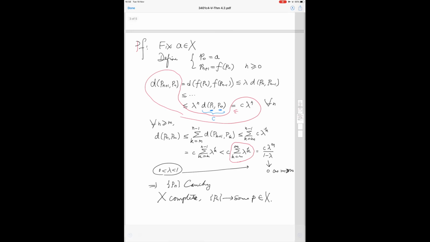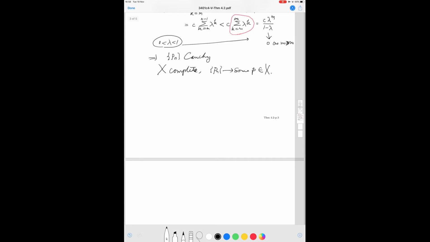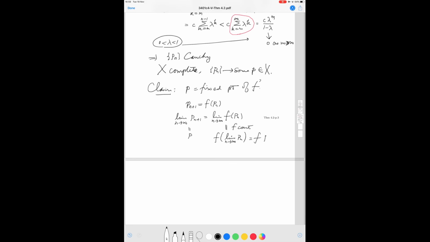Okay, and then we claim that this P, the limit of the sequence, is a fixed point. And the proof is very simple, straightforward. All you need to do is to notice the defining equation for Pn. So P(n+1) equals f of Pn. You take limit on both sides. The limit of P(n+1) is the same as the limit of Pn, which equals P. On the right hand side, because f is continuous, the limit of f is equal to f of the limit. But the limit of Pn is P, so this is equal to f of P. And so that means P is equal to f of P, and so P is a fixed point.